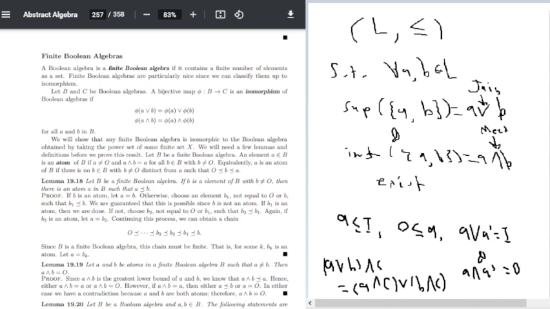We will show that any finite Boolean algebra is isomorphic to the Boolean algebra obtained by taking the power set of some finite set X. We will need a few lemmas and definitions before we prove this result.